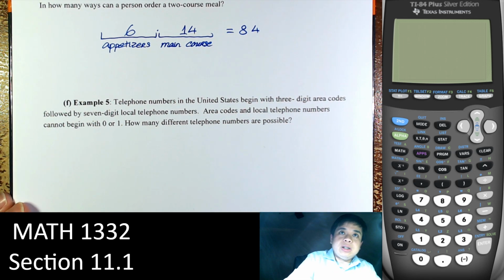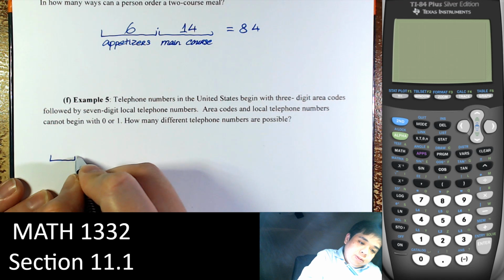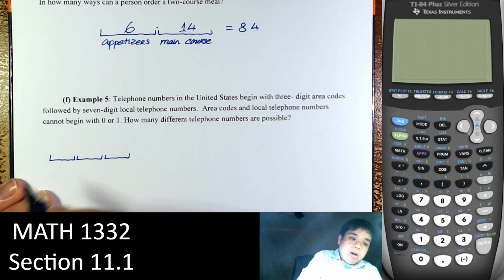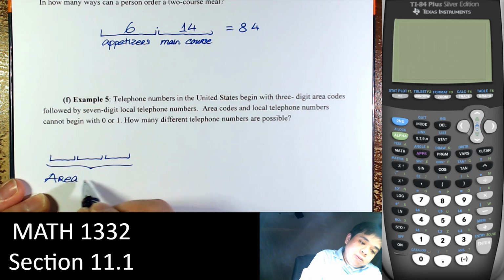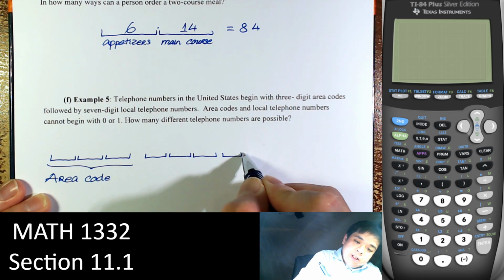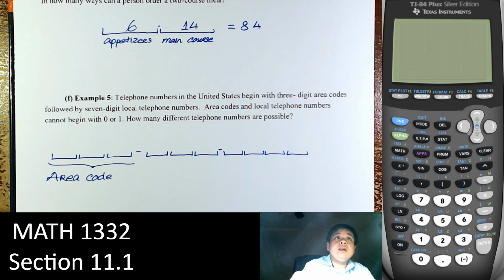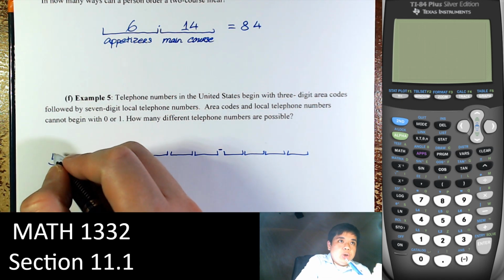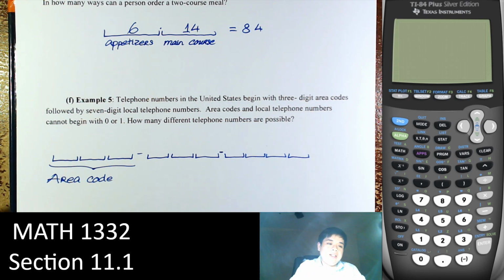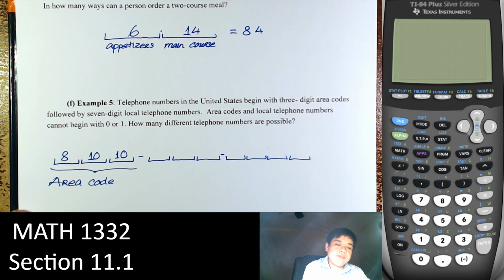Anyway, we have the area code, 3 digits, which do not start with 0 or 1. So this is the area code, followed by 7 digits. For the area code, we cannot start with 0, we cannot start with 1. So there are only 8 digits left: 2, 3, 4, 5, 6, 7, 8, 9. But the second digit can be anything, 10, and 10.